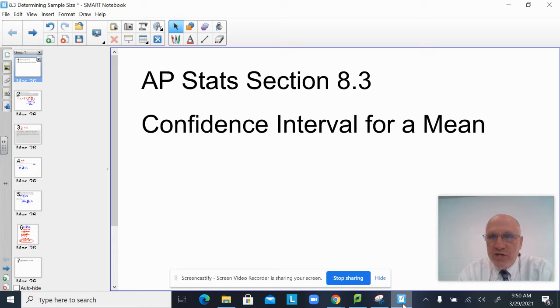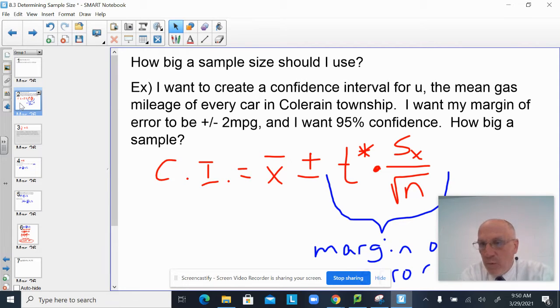We are finishing up Section 8.3, where we talked about using the PANIC acronym process to find the confidence interval for a mean. So today, just like we did with proportions, it's about determining how big a sample we need to take. So here's a question. How big a sample size should I use?